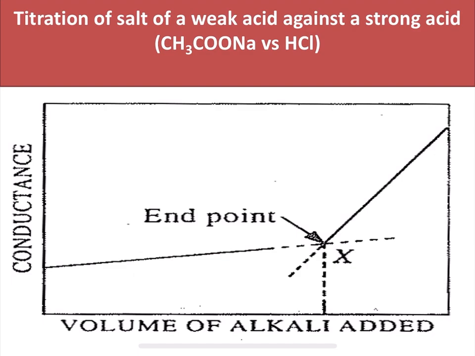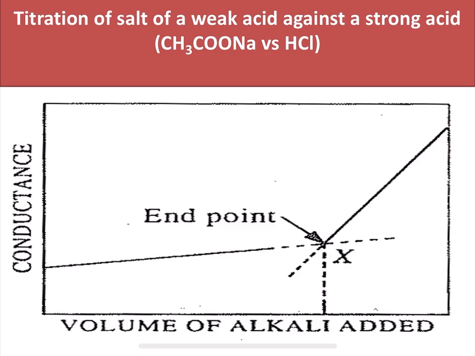Okay, so since the conductance of both acetic acid and sodium chloride is the same, the conductance practically remains constant till the end point. Okay, so this is the end point. After the end point is reached, there is no sodium acetate left to react with hydrochloric acid, so hydrochloric acid accumulates and the conductance increases very rapidly, because hydrochloric acid is a strong electrolyte.